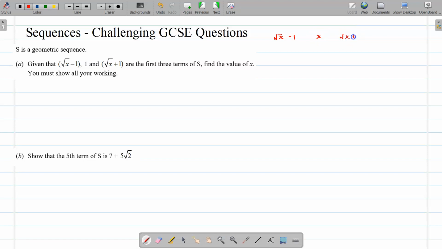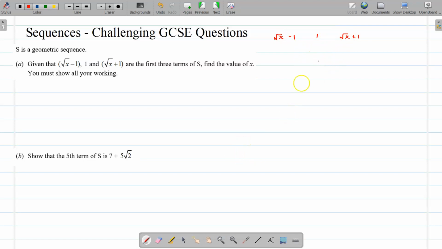Now the way to go about this is to understand what's going on in a geometric sequence. To get from one term to the next, you have to multiply by something, and to get from that term to the next, you've got to multiply by the same thing. So in other words, if we go backwards, if I divide that by that, I get the same answer as if I divide that by that. And by the way, this number in the middle here, which I've written down as x, should actually be 1. So that divided by 1 is the same as 1 divided by that.